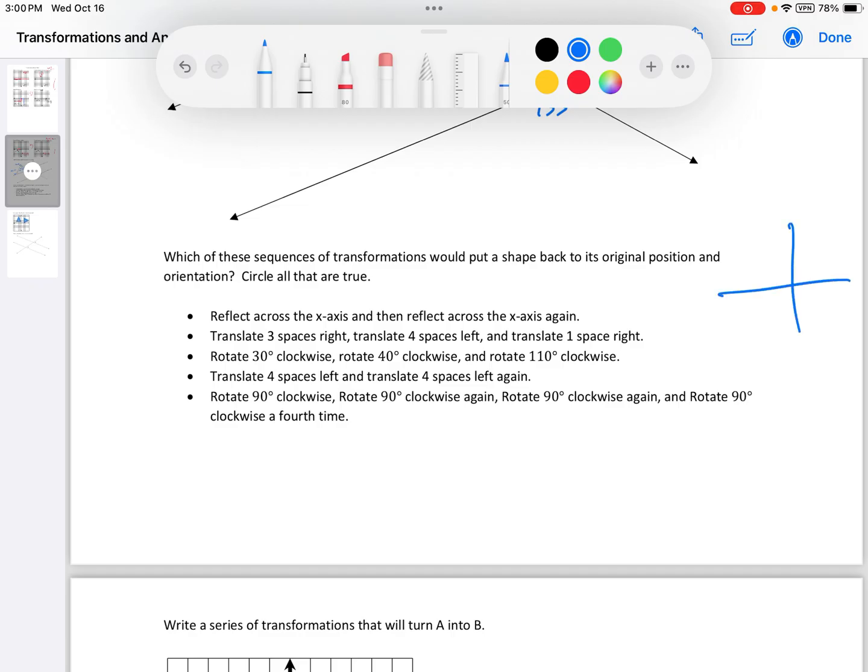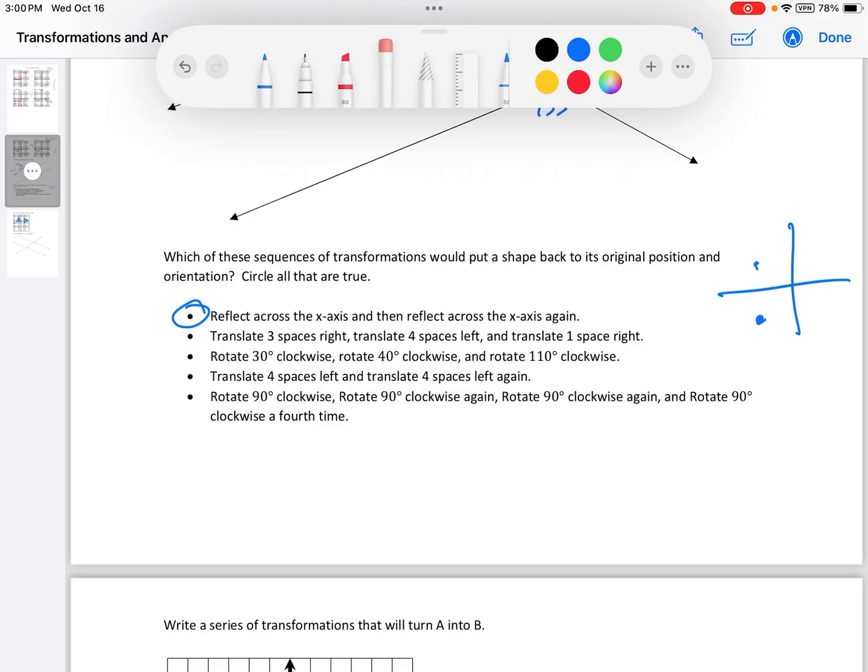All right, so here's an x and a y-axis. I'll put a point down. I'm going to reflect it across the x-axis. It would go up here and then reflect across the x-axis again, and I end up down here. This one puts it back in its original position and orientation.